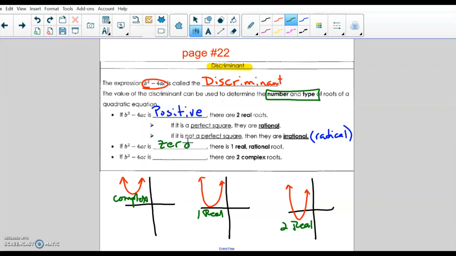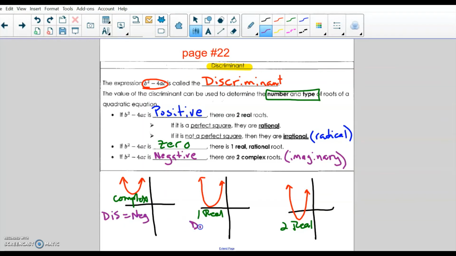And if we go back and we look at, the third option would be that they are complex. And so when we have a discriminant that is a negative value, you get 2 complex, otherwise known as imaginary roots. Remember that roots are where it crosses the x-axis. So here, your discriminant would be negative.